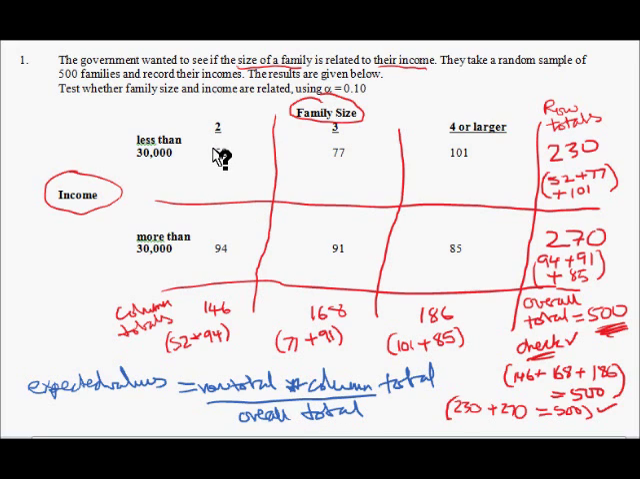So here I observed 52, but what do I expect? I expected 230 times, it's in the first column, so 146, divide by the overall total, which is 500. So I take its row total in the first row, first column, column total, divide by 500. So let's calculate that. I'm going to take 230 times 146, divide by 500, 67.16.